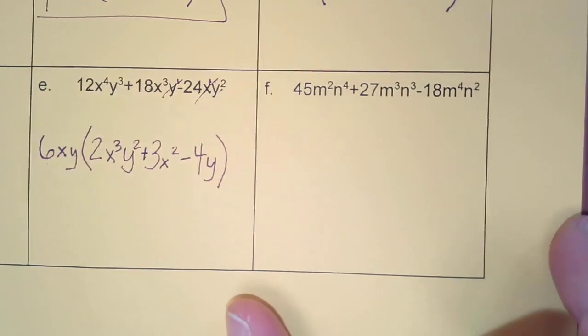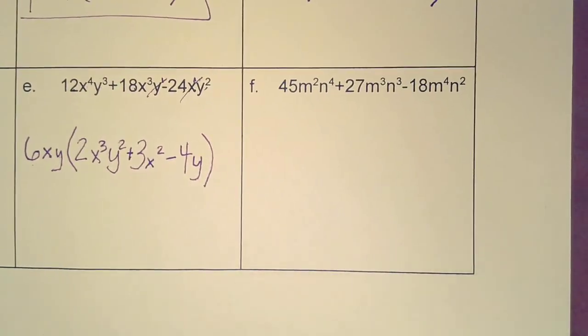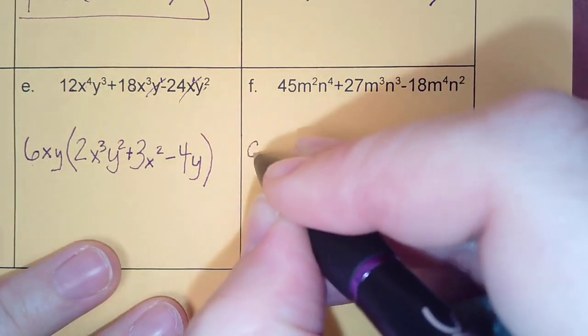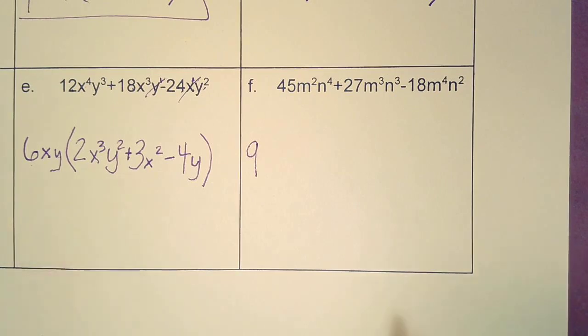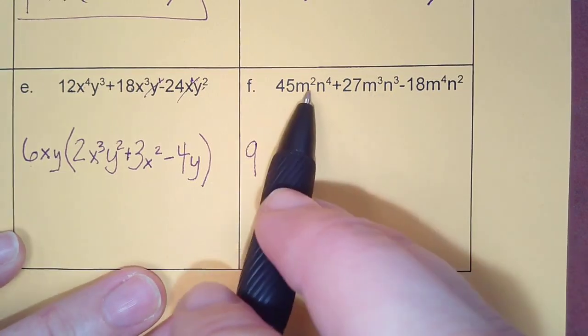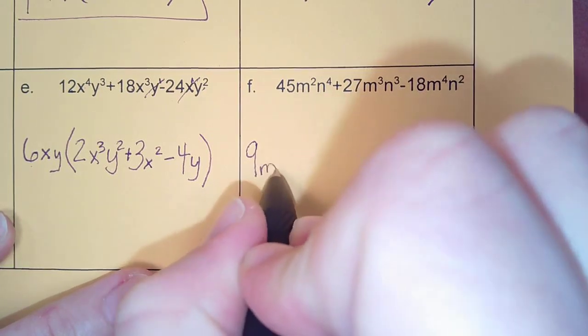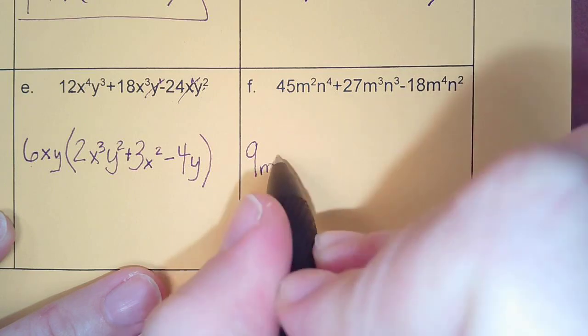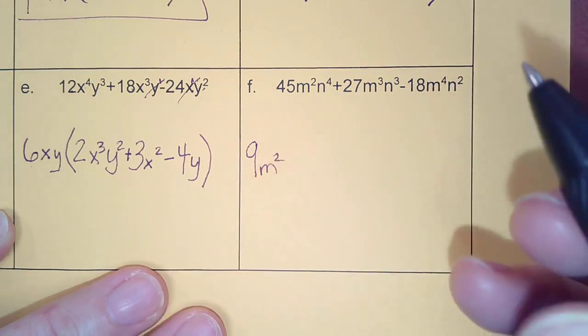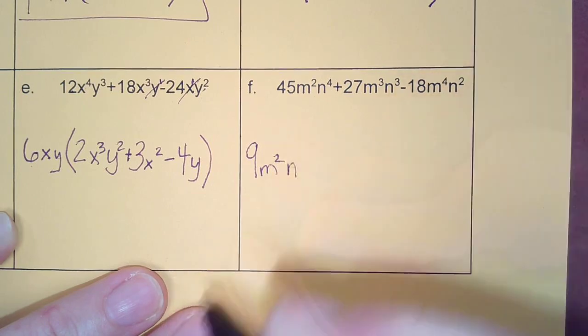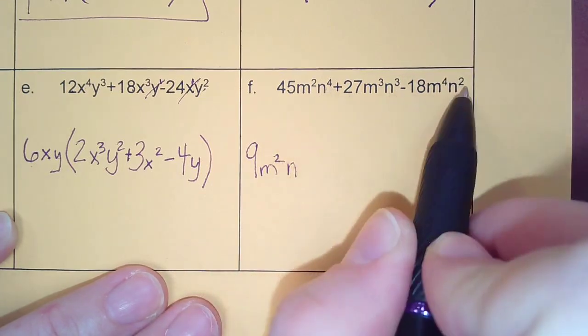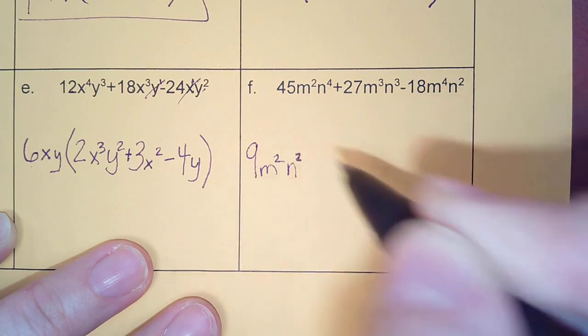Last one. So looking at our whole numbers first, I have 45, 27, and 18. The largest number each of those is divisible by is 9. So I'm going to divide out a 9. And then looking at my variables, I have m's and n's. So each of them has an m and an n. So I'm going to look for the lowest power for the m's. 2, 3, 4. So the most I can take is 2 m's. And then for the n's, 4, 3, 2. So the most I can take is 2.